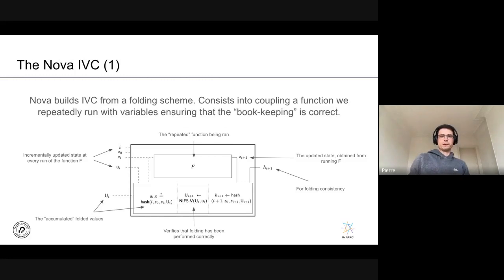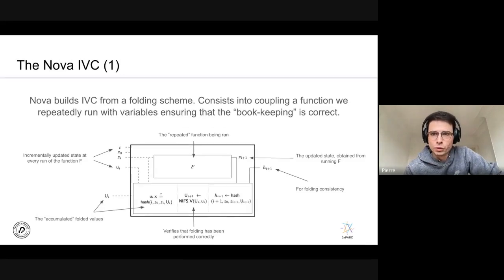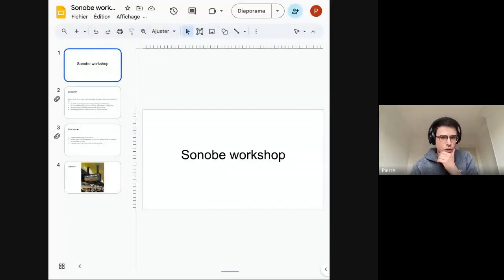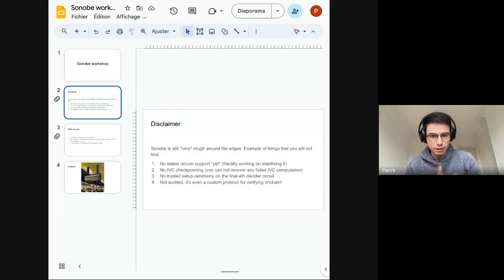No? Okay, cool. So maybe I can switch to show you a bit about Sonobe. Just to make a few points clear: Sonobe is still very rough around the edges. For example, you will not find stable Circom support yet. We are literally working on stabilizing it right now. There is no IVC checkpointing, so you cannot checkpoint the state of your IVC and take the computation back again. It's also something that we would like to do later on.